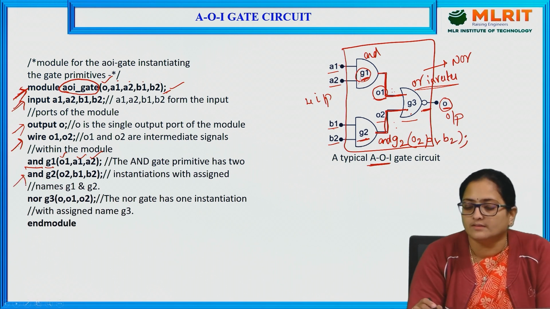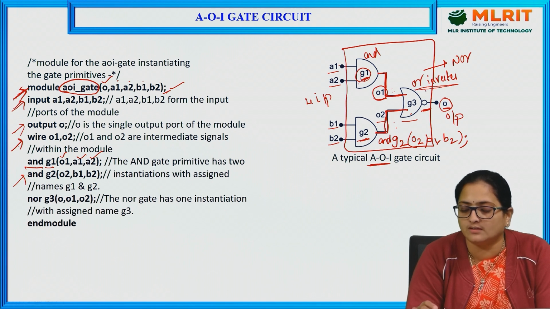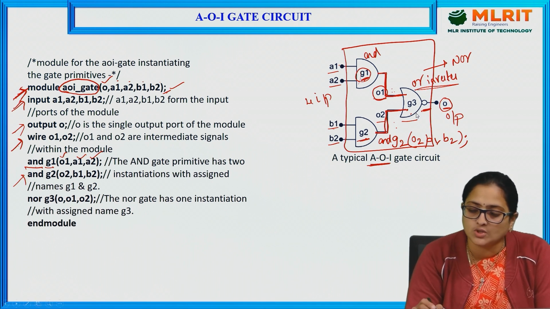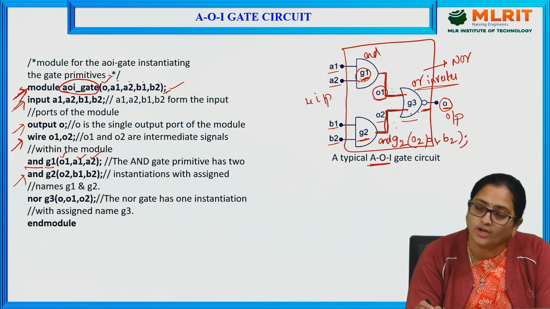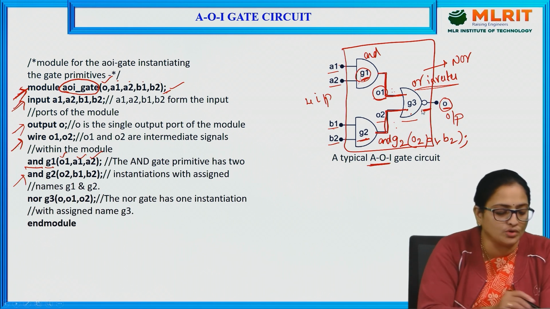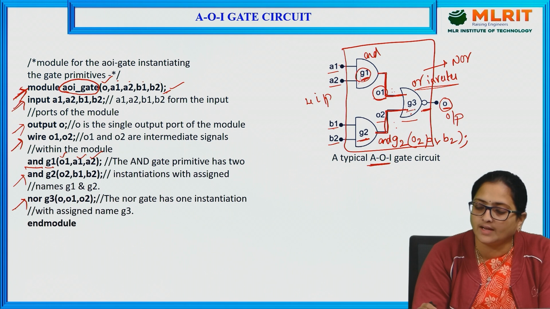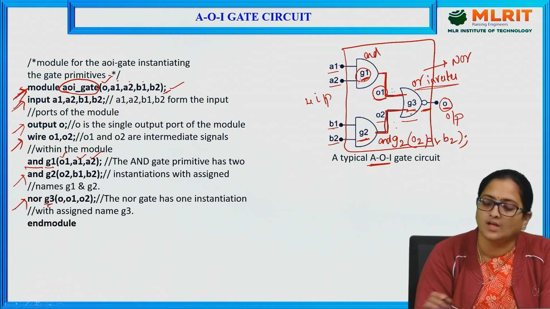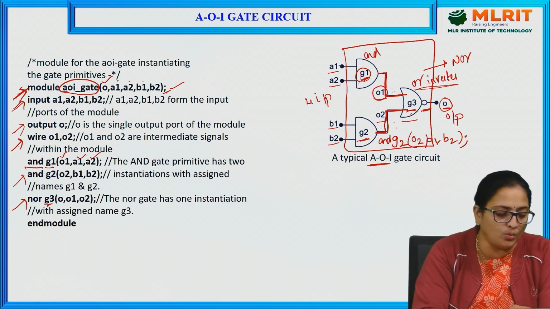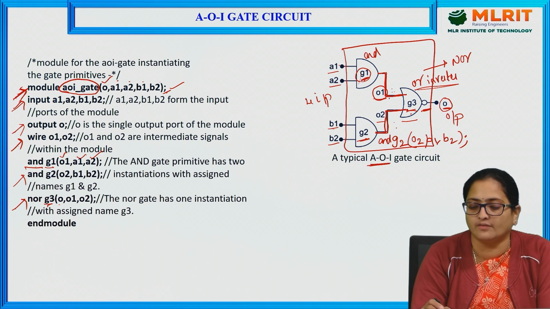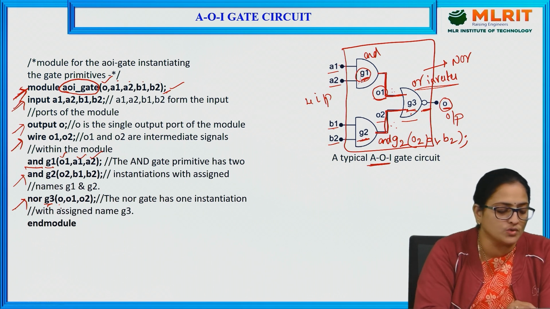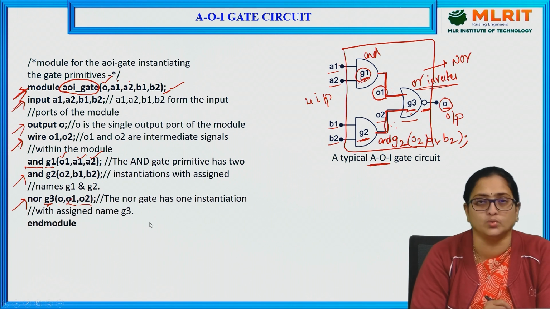Next, the other primitive, the other logic gate which we are seeing here, is the NOR gate. This NOR gate is also available as a primitive. So you call the NOR gate, the gate name is given as G3, and the output is given as O, and the inputs are driven by the outputs of the AND gates with the wires O1 and O2. So the inputs will be O1 and O2.